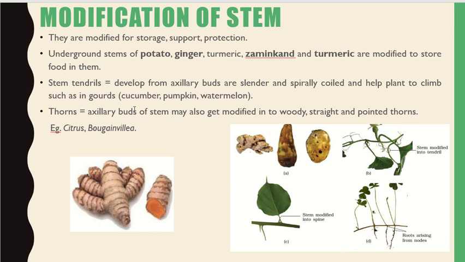So the next modification is of thorns, which arise from axillary buds of stem and may get modified into woody, straight, pointed thorns. So thorn is an example of stem modification. Need to memorize this.